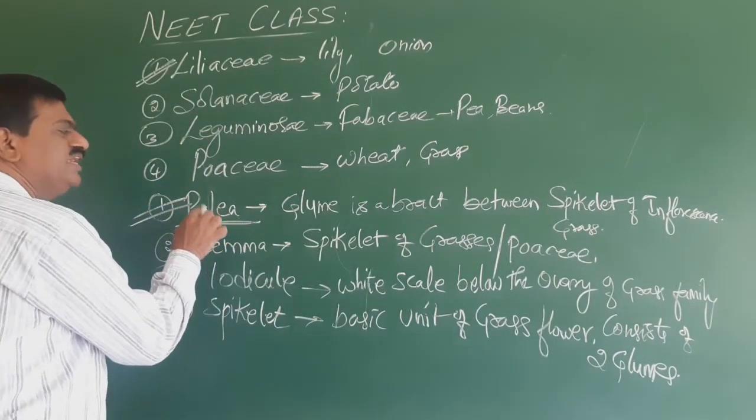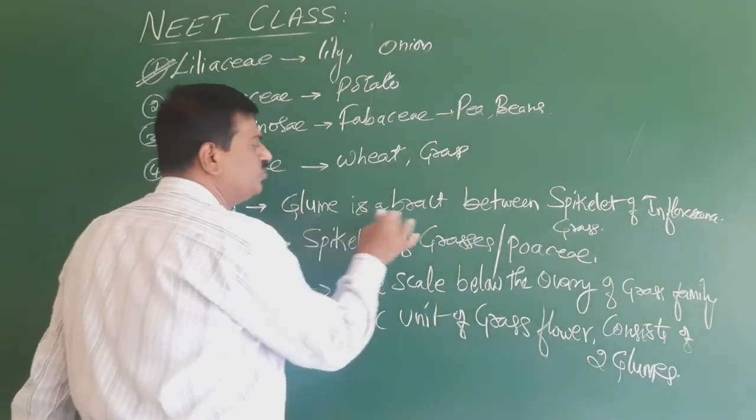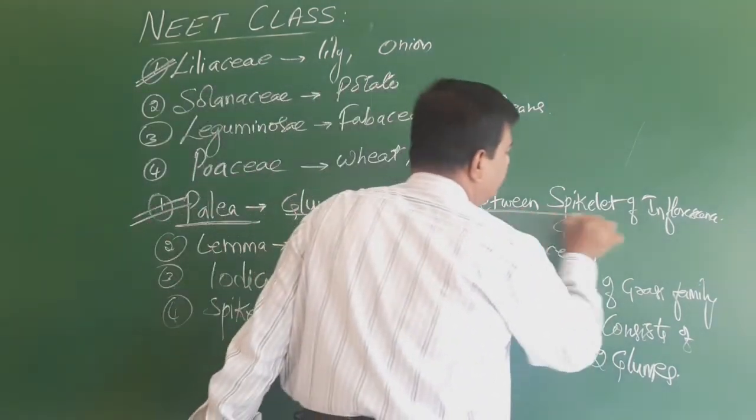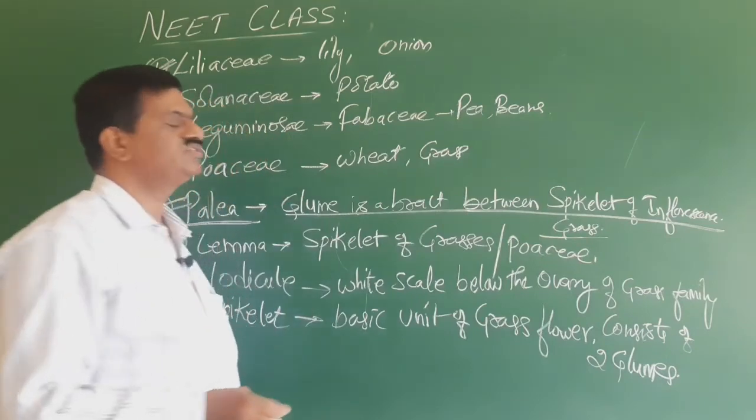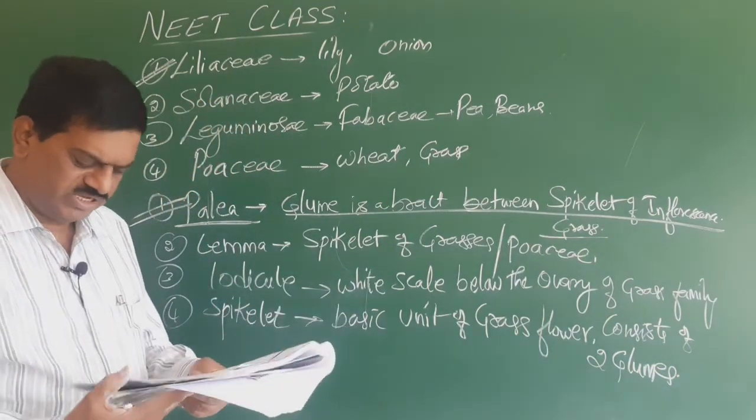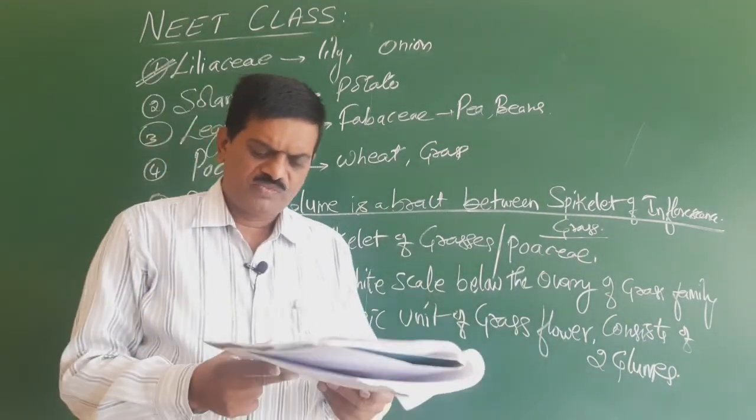Glumella. Glumella is the right one because glume is a bract between the spikelets of inflorescence of a grass. So this is the one. So we go for the next question.